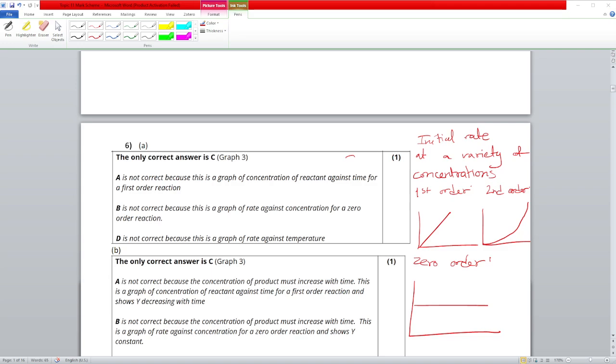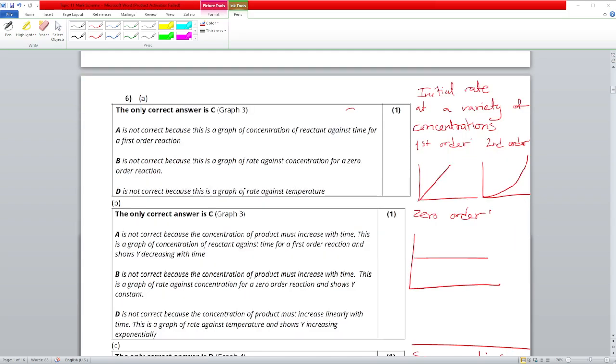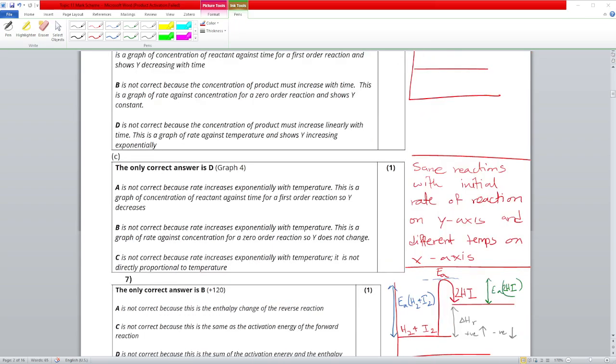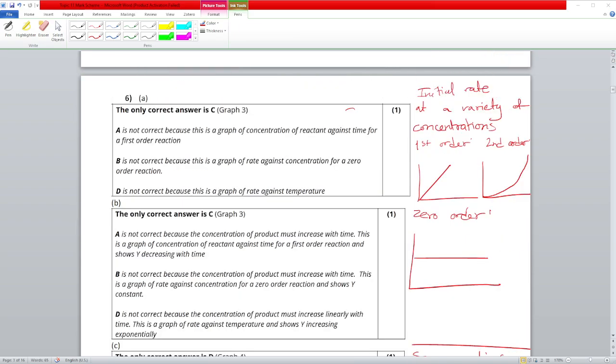Alright, question 6. I kind of hate it a little bit. It's not a very nice question. A lot of it hinges on memorizing what the different graph shapes look like. So 6a is asking for which graph has reactant concentration on the x-axis and rate of reaction on the y-axis, right? If it's reactant concentration on the x-axis, that means this is a question about initial rate graphs.